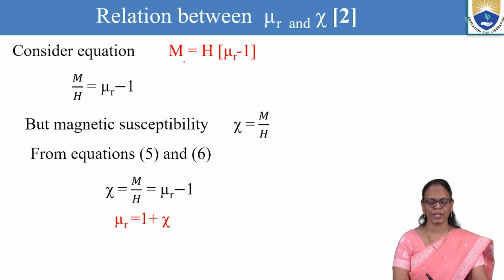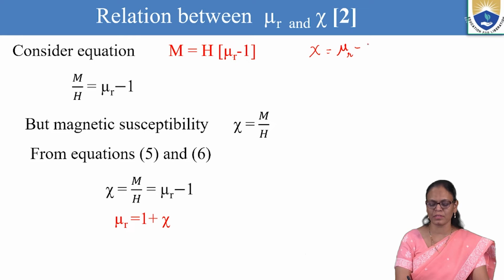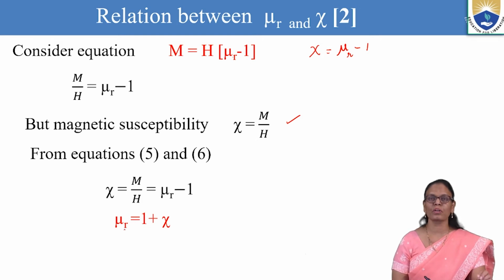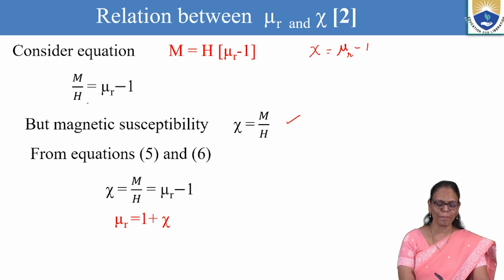Now, if you are considering this equation, M is equal to chi into H, and chi is equal to what? Mu r minus 1, or mu r is equal to chi plus 1. So we can write M by H is equal to mu r minus 1, and chi is equal to M by H. We are just trying to understand how to express it in different forms, how to write the value for mu r in different forms. So M by H is equal to mu r minus 1.